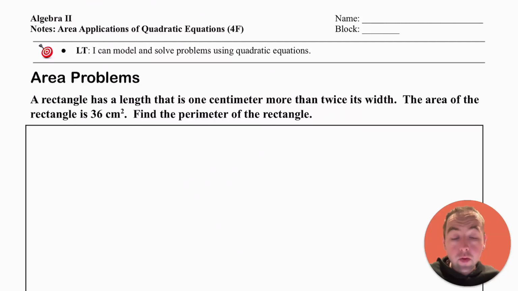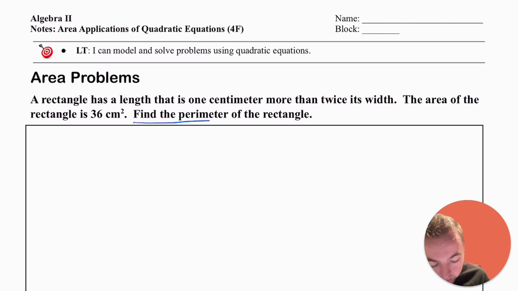In this very first problem, we have a rectangle which has a length that is 1 centimeter more than twice its width. And we are also given that the area for this rectangle is 36 square centimeters. We're asked here to try to determine what the perimeter for the rectangle is.